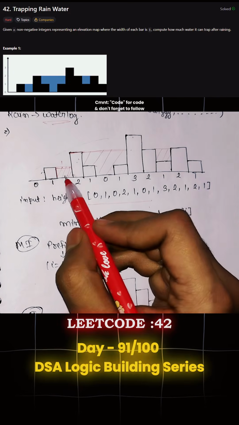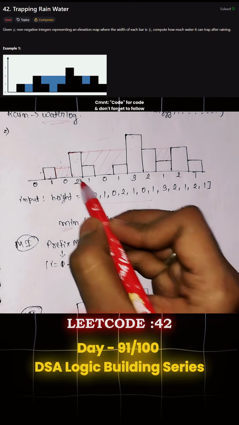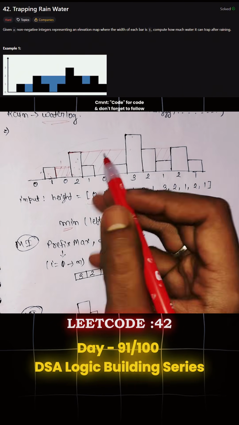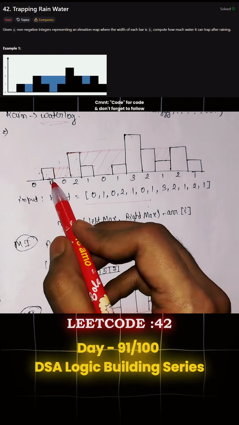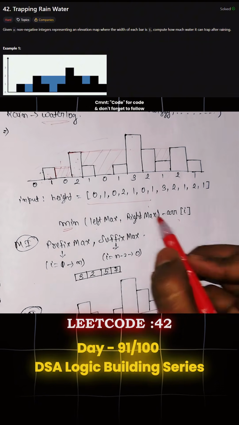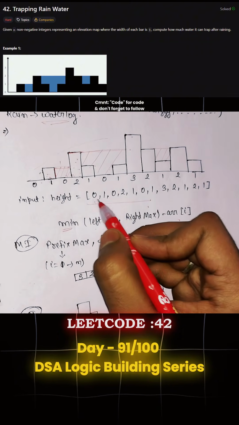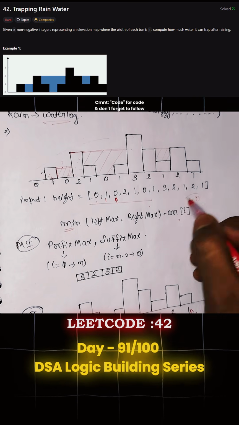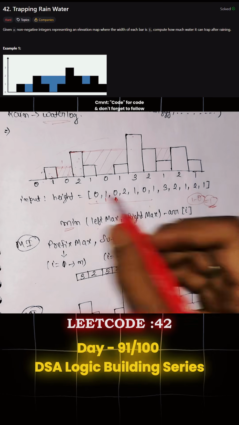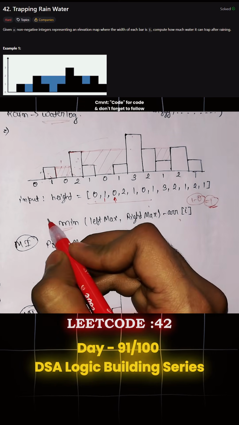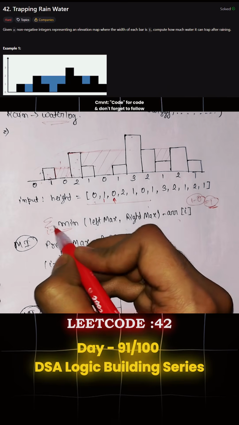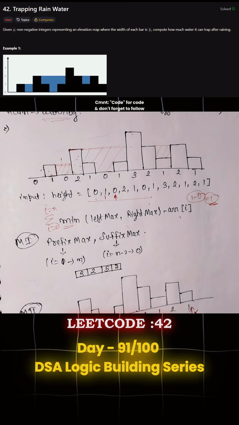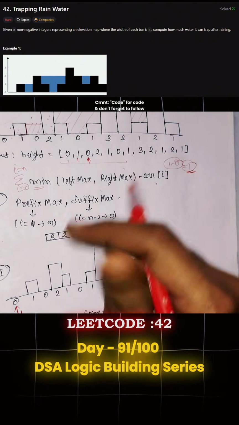So how can we calculate that? It is nothing but the minimum of both buildings. The minimum of the left building and the right building, whichever height is minimum, will be taken, and from that height we subtract the current array's height, which here is 0. So 1 minus 0 gives us 1 unit of rainwater. And if we sum all of them from i equals 0 to n, then we will get our total amount of rainwater. For calculating this, we have two methods.